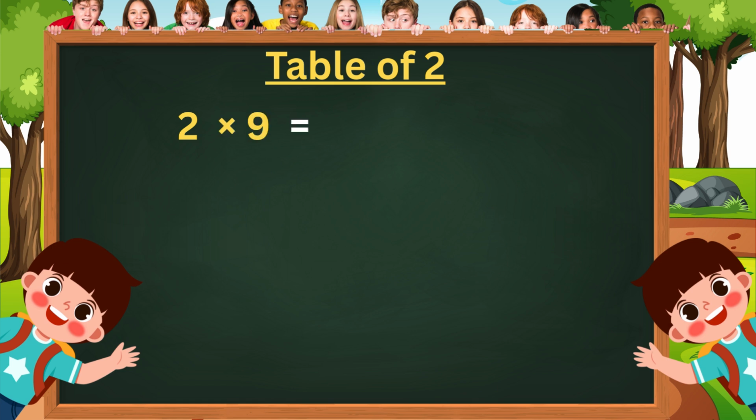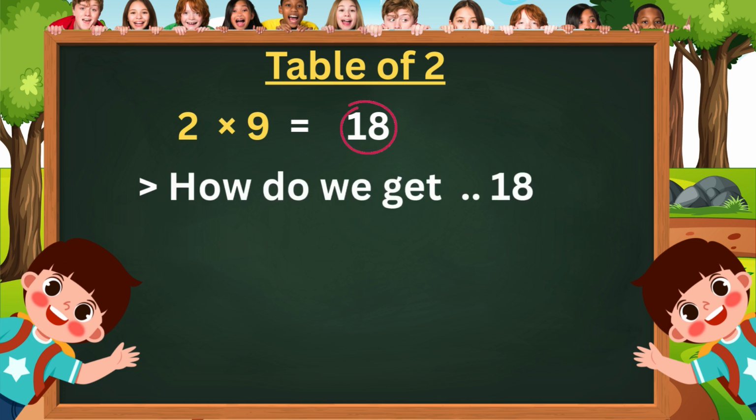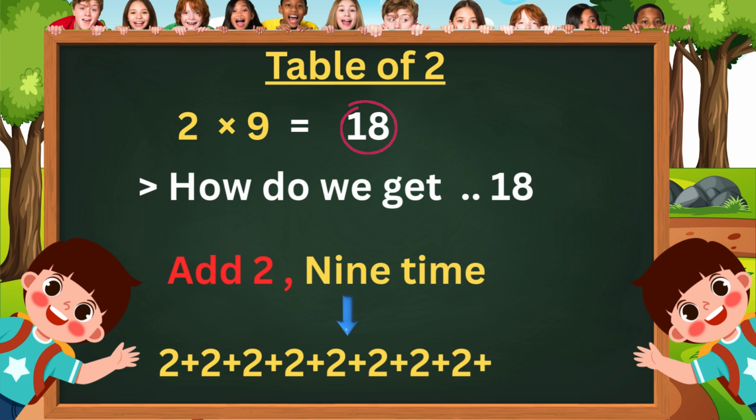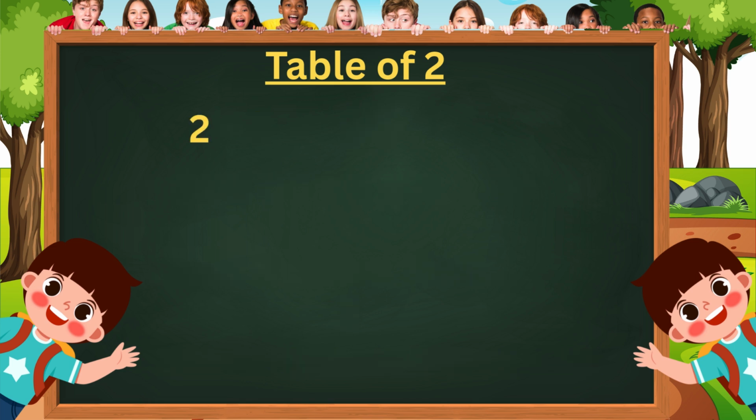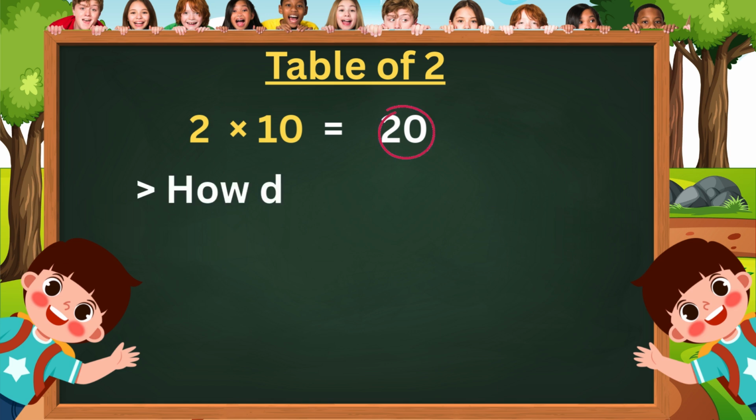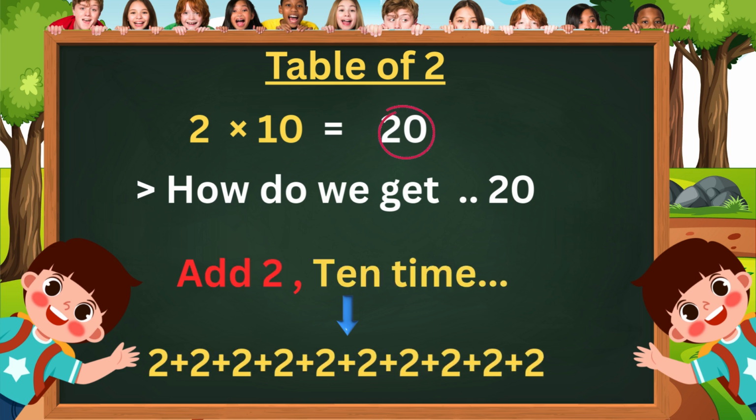2 nines are 18. How do we get 18? Add 2 9 times is equal to 18. 2 tens are 20. How do we get 20? Add 2 10 times is equal to 20.